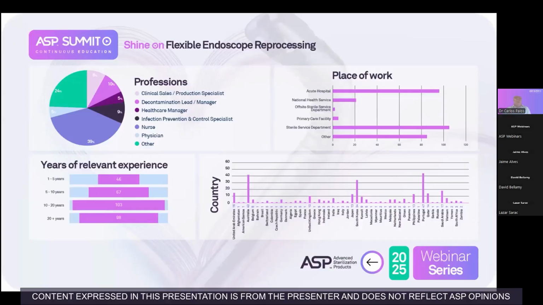So just to give you a brief summary of who you are. Most of you are nurses or people from the decontamination systems and services, and also some physicians, which is always very nice. Most of you came from the sterile service departments and from acute hospitals, and most of you have more than 10 years of experience. The most amazing thing is that we have people from all the regions, mostly from the Middle East, as always, and also from Europe, and at this precise moment from Portugal. Welcome all, you are all welcome in this series.